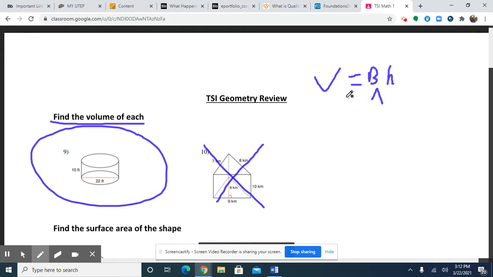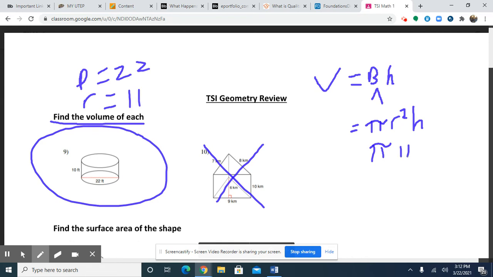So in this case, we have a circle. So to find the area of a circle, we would have pi r squared, and then we multiply all that by the height. So pi r squared, we would have pi and then a radius right here where we actually have the diameter of 22. The radius is going to be half of that, so it's 11. 11 squared times h, or our height, of 10.